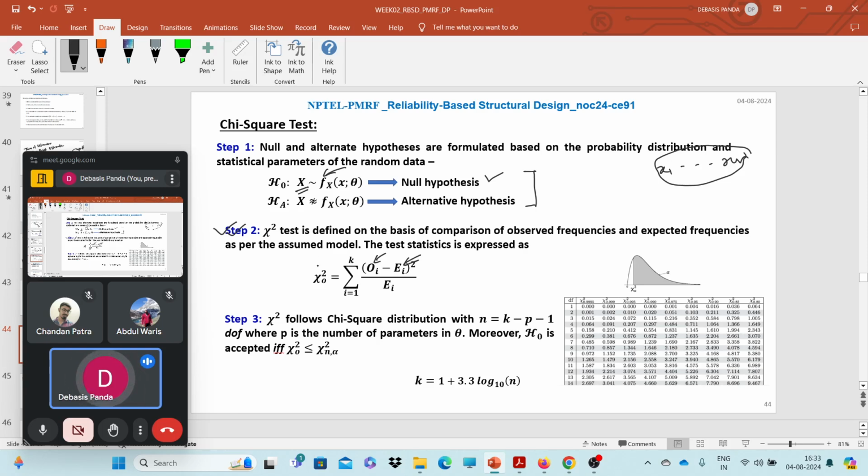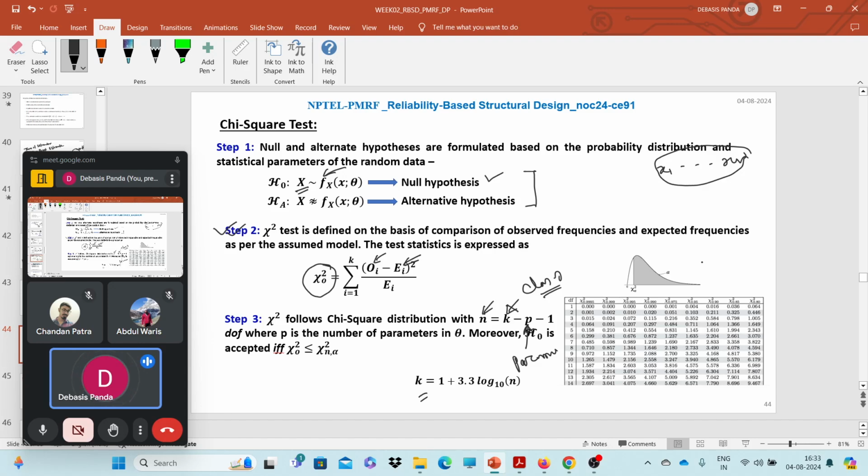Now, once we have calculated the chi-square value, what do we need to find? The degree of freedom for that chi-square value. How can we find that? n, the degree of freedom, is k minus p minus 1. What is k? That is the number of classes of the random samples. p is the number of parameters in the distribution which you have taken as the null hypothesis. And the number of classes k can be calculated as k equals 1 plus 3.3 log base 10 of n.